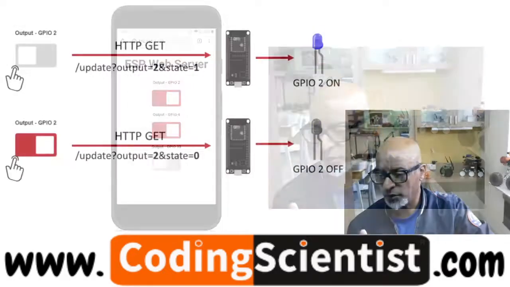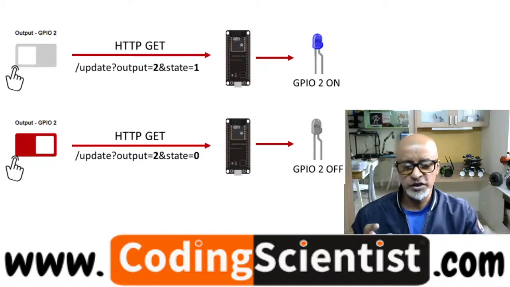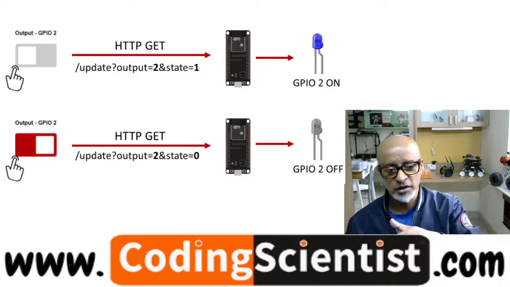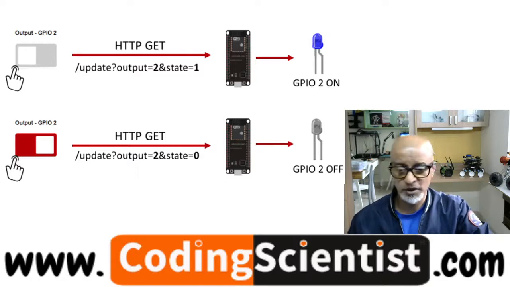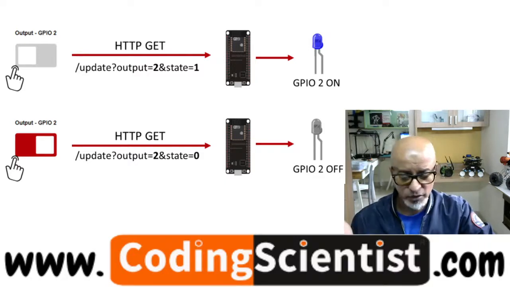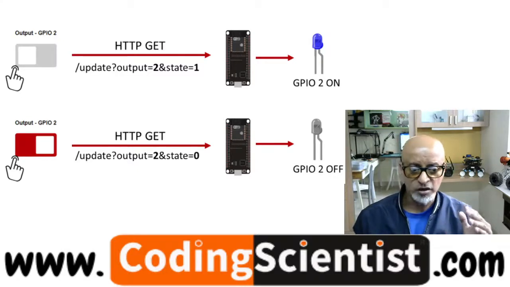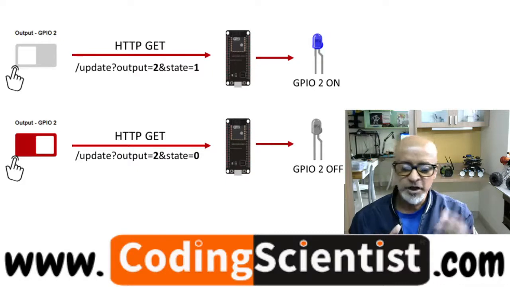So let me show you a high level pictorial view of how the GPIO pins are triggered through HTTP, that is your URL, and gets into your ESP32 and sends an output to your LED. How this basically works is, in the first scenario, if you see the drawing here, you toggle the button to turn the GPIO2 on. When that happens, the browser makes an HTTP GET request, forward slash update, question mark output equal to 2 and state equal to 1.